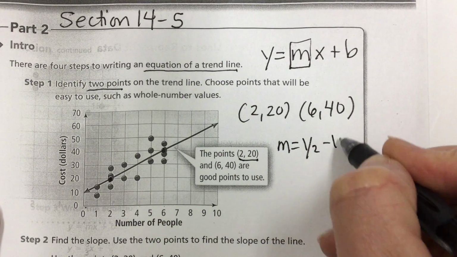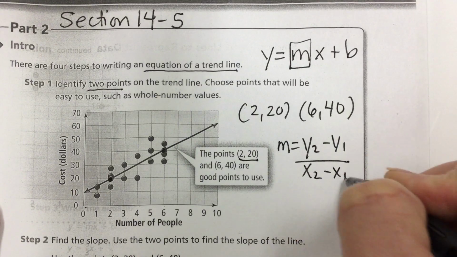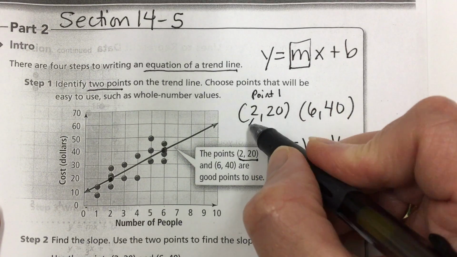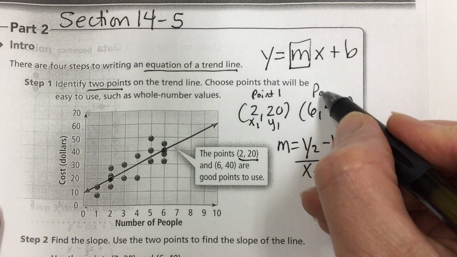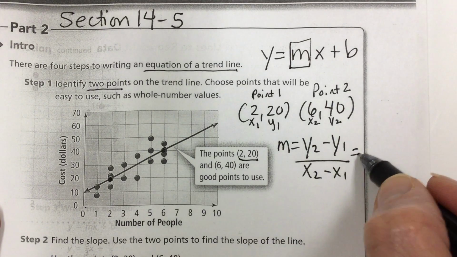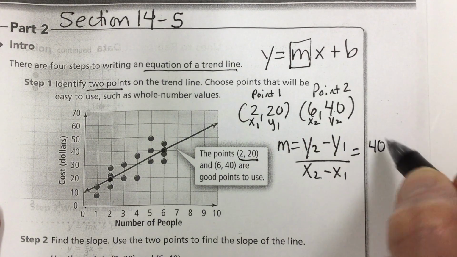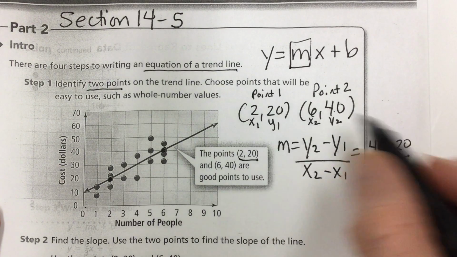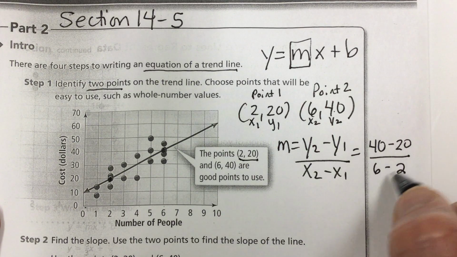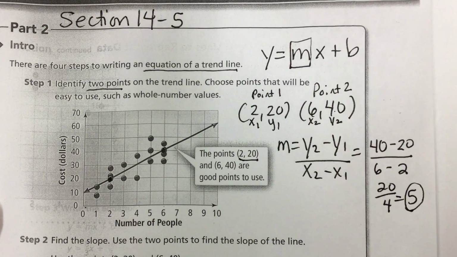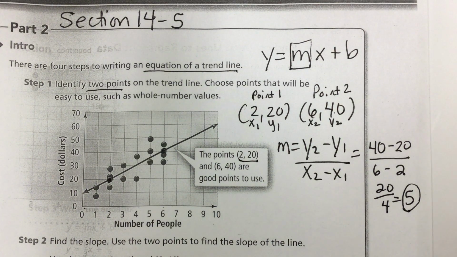So let's be sure and remember our slope formula. That's y sub 2 minus y sub 1 over x sub 2 minus x sub 1. If this is my point 1, this would be x sub 1, y sub 1. If this is my point 2, this is x sub 2, y sub 2. So in finding the slope, we take y sub 2, which is 40, minus y sub 1, which is 20, divided by x sub 2, which is 6, minus x sub 1, which is 2. So 40 minus 20 gives you 20, and 6 minus 2 gives you 4. So 20 divided by 4 gives you a slope of 5. So we know that we have a slope of 5.